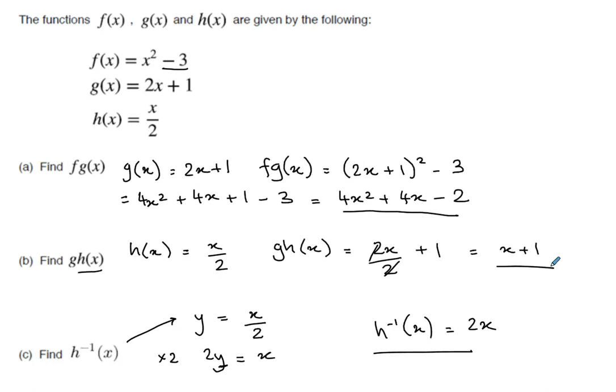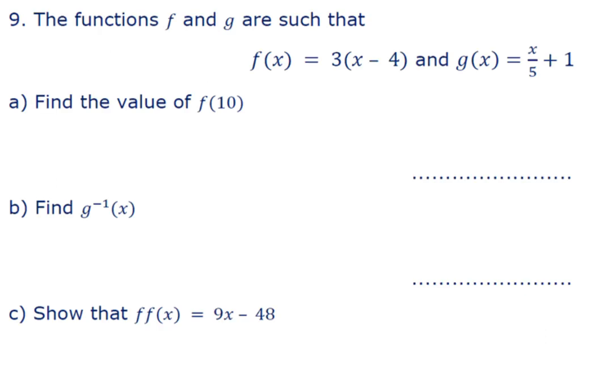Brilliant. Okay, let's try this one here. The functions f and g are such that f of x is that and g of x is that. Find the value of f of 10. So that one's an easy one. Wherever the x is, you just put 10 in there. So that would give you 3 times 10 minus 4, and that just comes to 6. So 3 times 6 is 18.